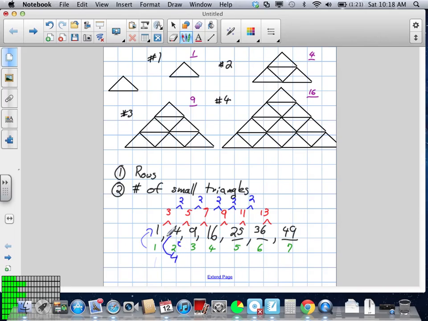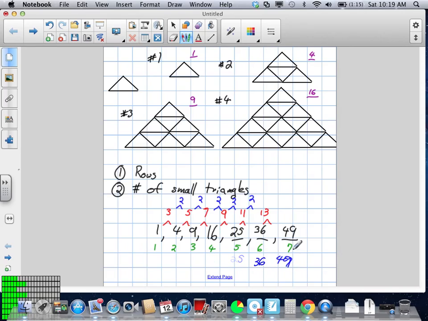How many triangles did I have in that one? 4. What about 3 to the power of 2? 9. Yeah, 3 times 3 is 9. Continue that pattern. 4 to the power of 2 is 16. 5 to the power of 2 is 25. 6 to the power of 2 is 36. 7 to the power of 2 is 49.